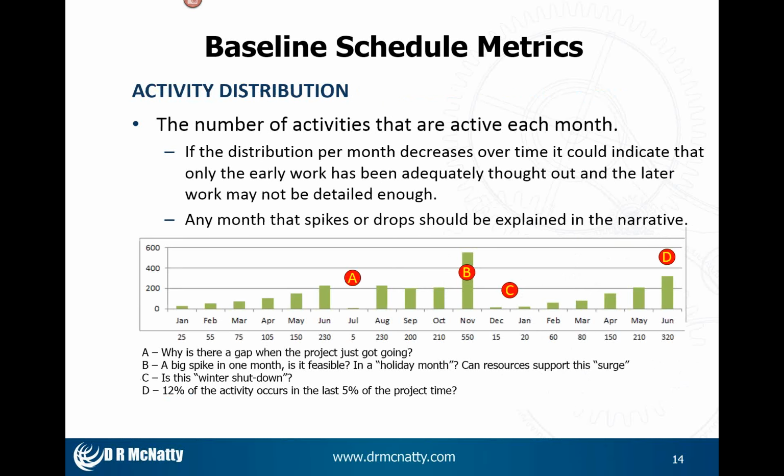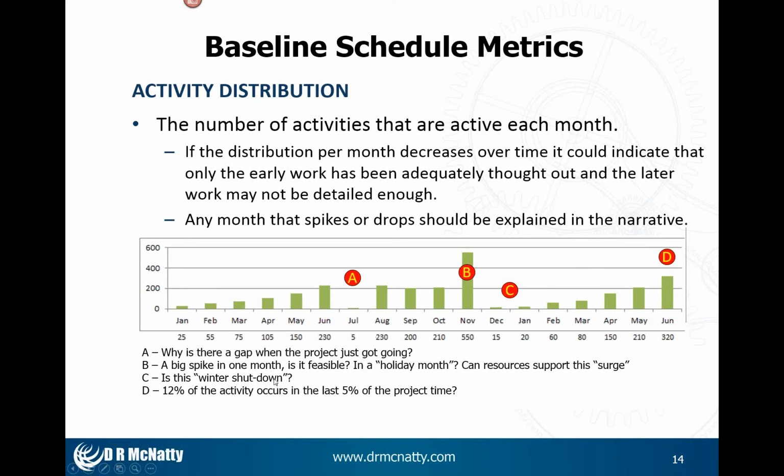Another good metric to look at is the distribution of activities, the number of activities that are active each month over the course of the project, and just see what it looks like. I mean, it should be kind of growing and then kind of scaling down towards the end of the project. But here I got a big gap. Well, that doesn't make any sense. So why is there a gap just when you got going? So I'd want to understand that.